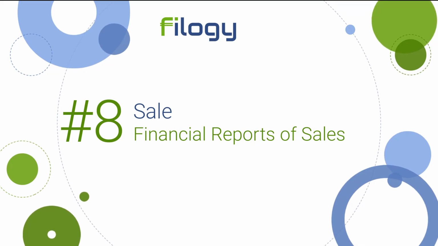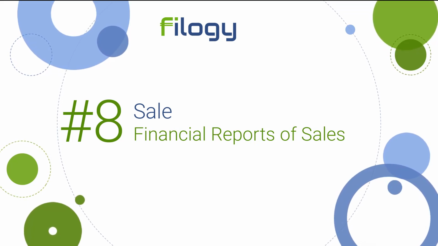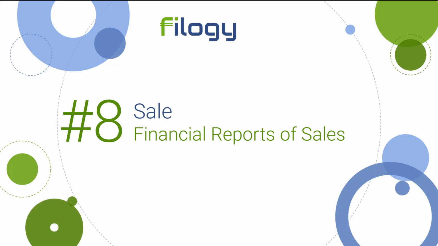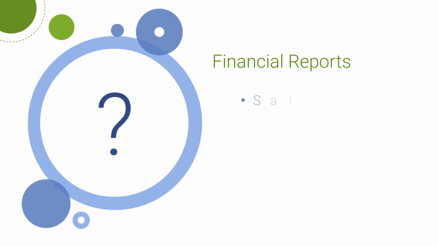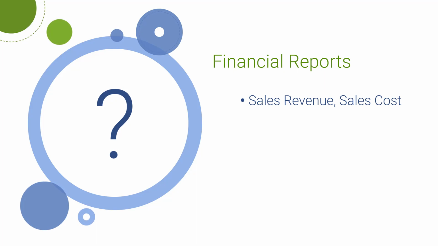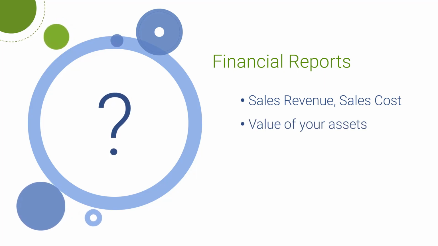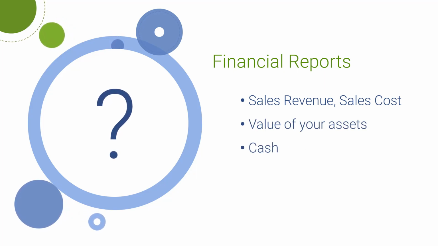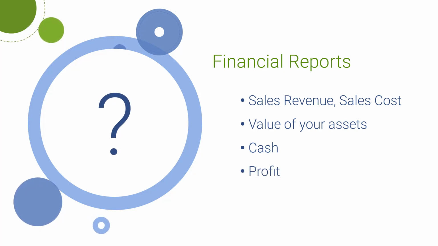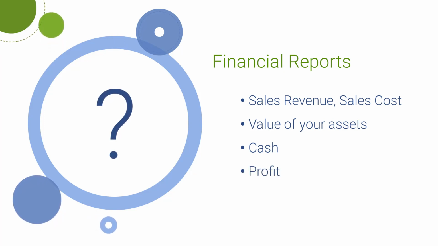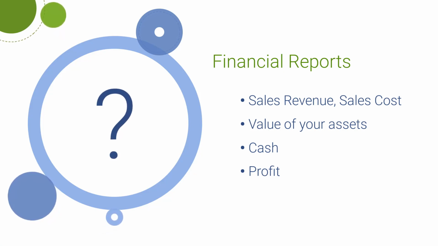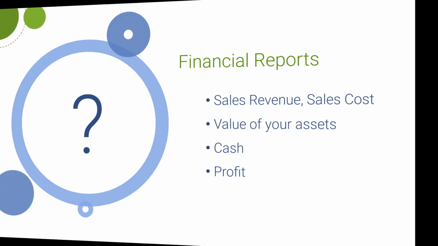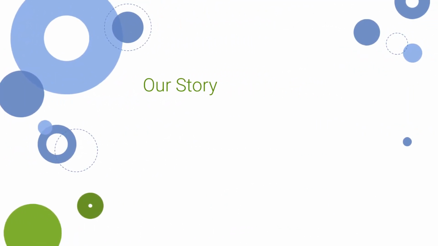In this part, we are dealing with the financial reports again, but this time from the perspective of selling. You've already had purchases and sales. Let's look at their financial results. You may have many questions. How much was your sales revenue and sales cost? What do you have, and what is the value of it? How much cash do you have? How much is your profit? In this part of the tutorial series, we are answering these questions by using Filogy financial indicators, graphical reports, and tabular financial reports.